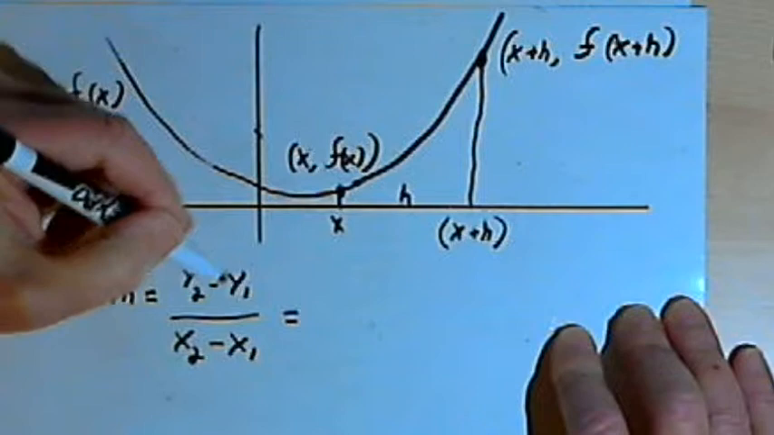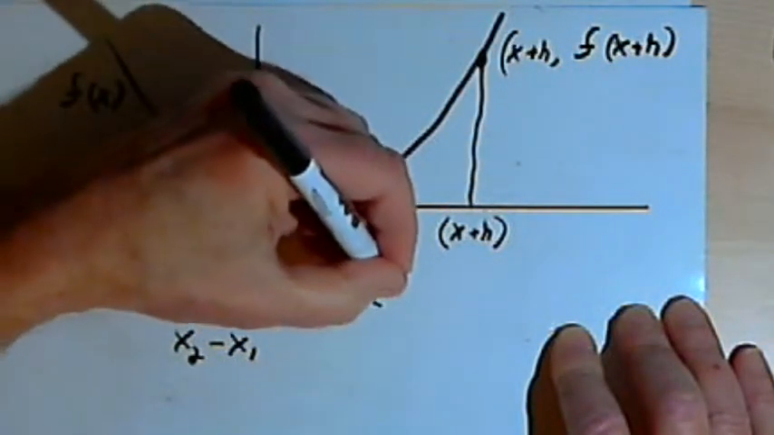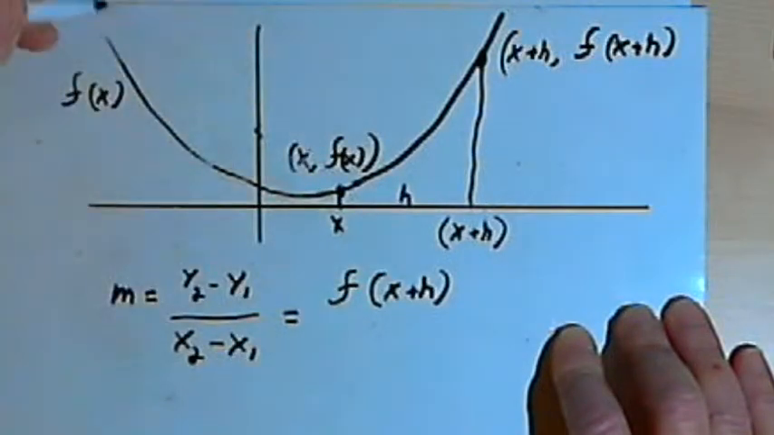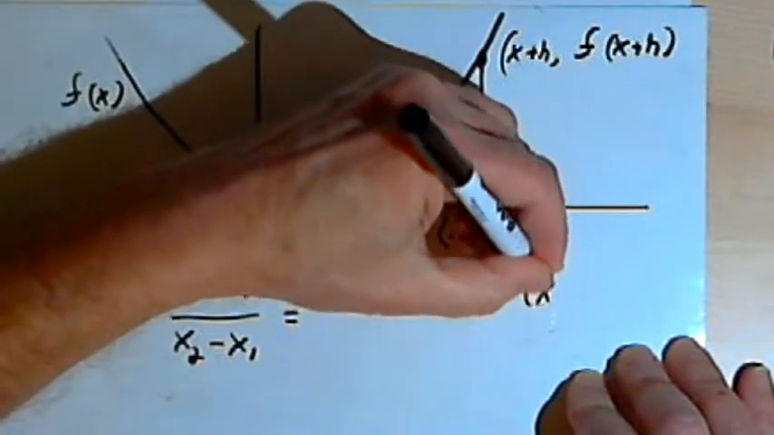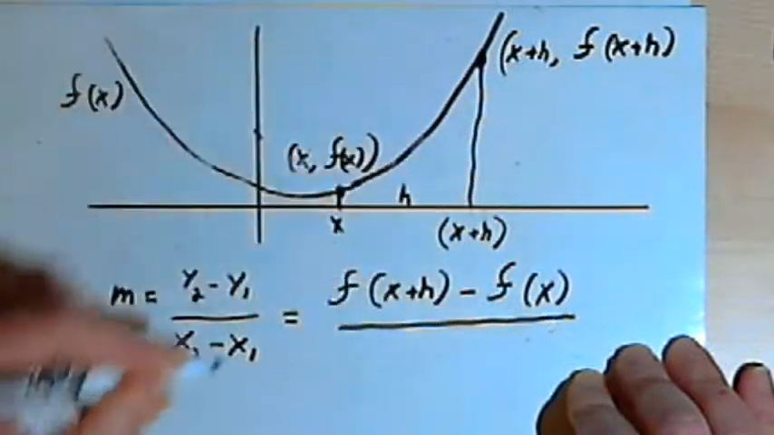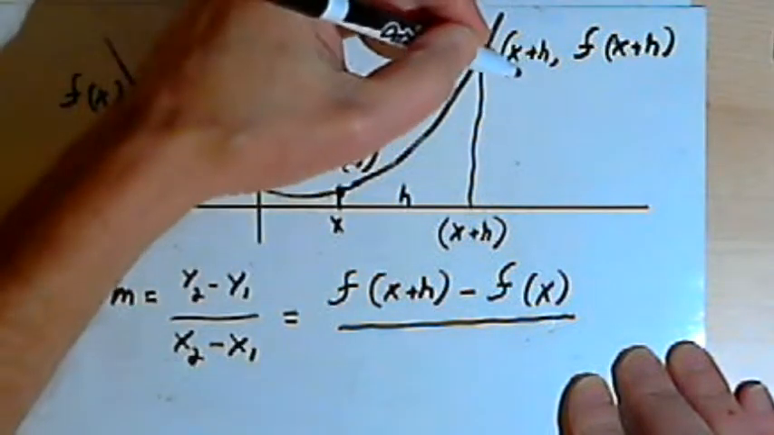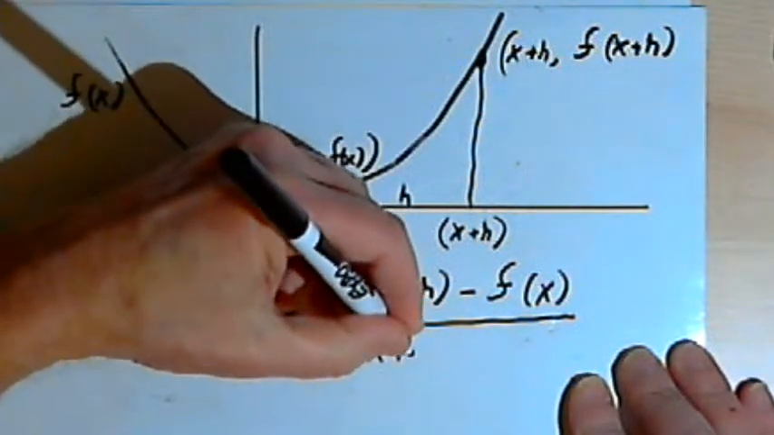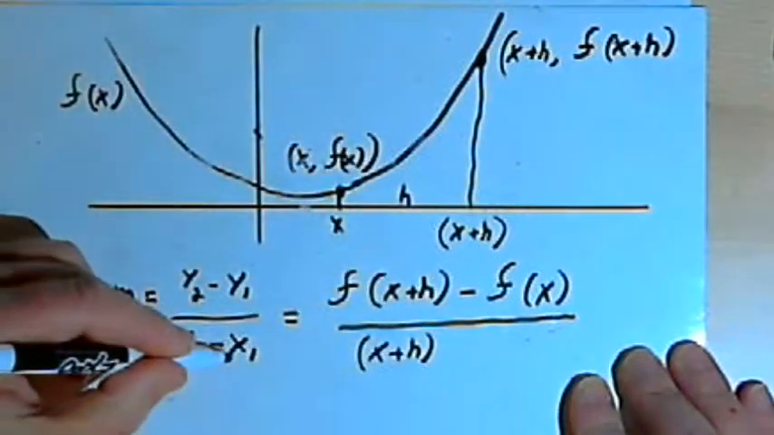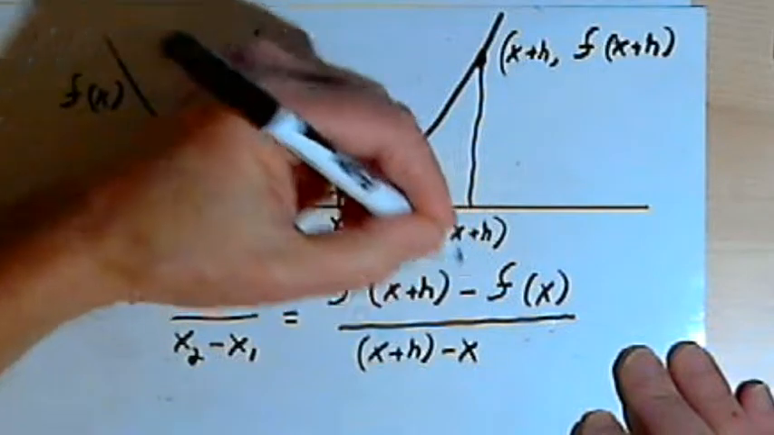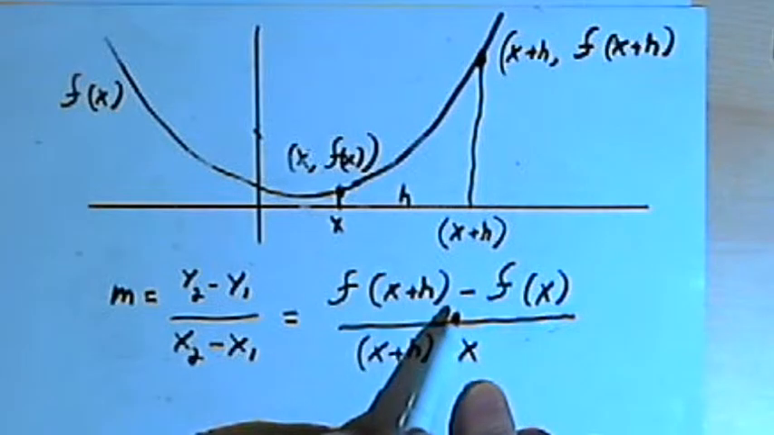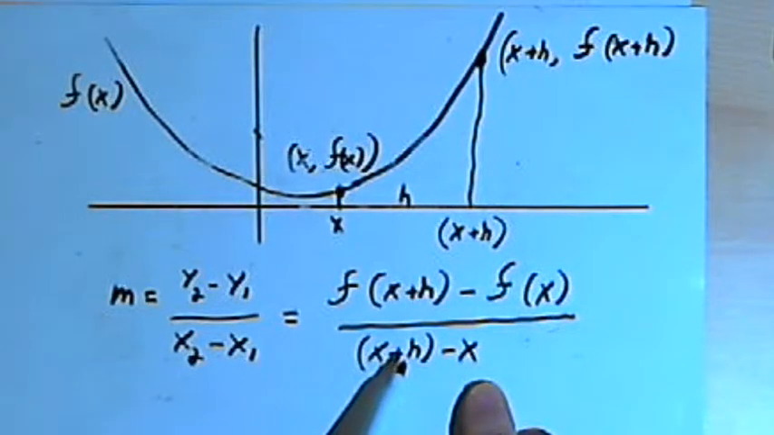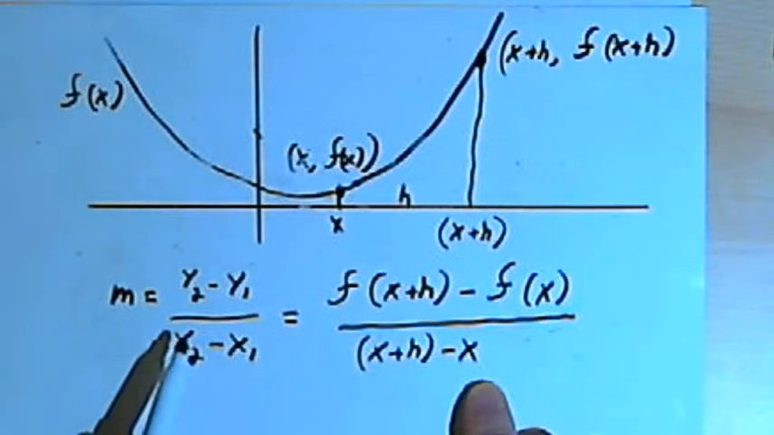So y sub 2 is going to be f of x plus h, and y sub 1 is just f of x. So it's going to be f of x plus h minus f of x. And then I want the x sub 2 minus x sub 1. Well, x sub 2 is x plus h. X sub 1 is just x. So what I've got here is the difference quotient. F of x plus h minus f of x over x plus h minus x. It's just a fancy version of the slope formula that you already know.